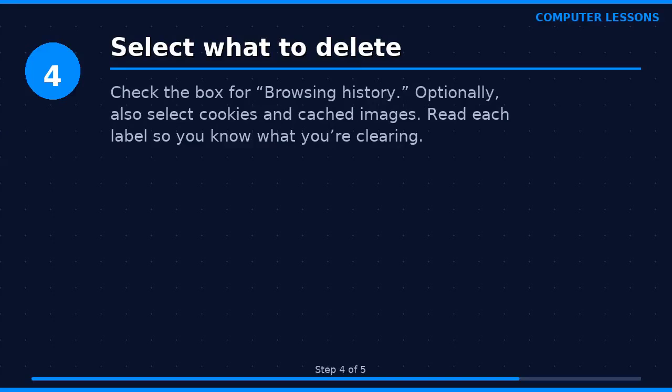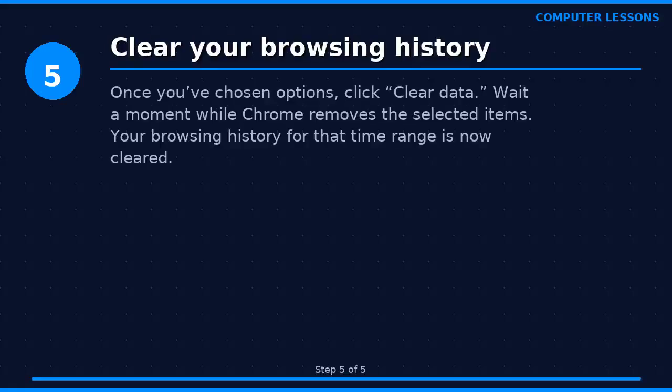Underneath, those checkboxes matter. Make sure browsing history is checked, that's the star of this drive. You can also clear cookies and cached images if you want sites to forget you and free up some space. Read the options like a scouting report so you don't bench something you still need.